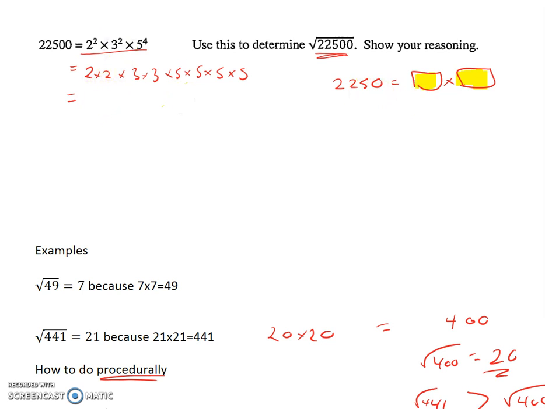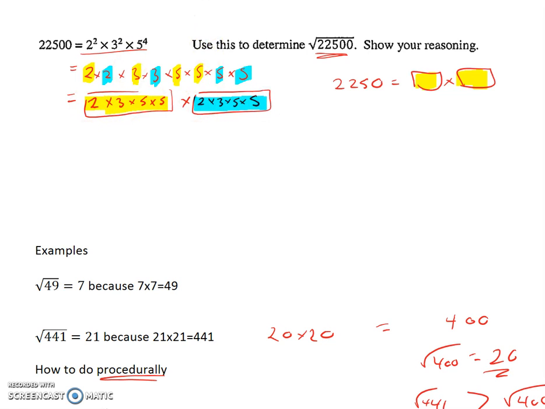All that needs to happen now is I just group things together. So there's a 2 there, there's a 3 there, and there's 2 5s, and then there's a 2, a 3, and 2 5s. So ultimately, I want to get the same number multiplied by itself. So I'm looking to group things together so that they're the same. So that's my first number, 2 times 3 times 5 times 5, times my second number, 2 times 3 times 5 times 5, and they're the same. Okay, so 22,500 can be written as that.